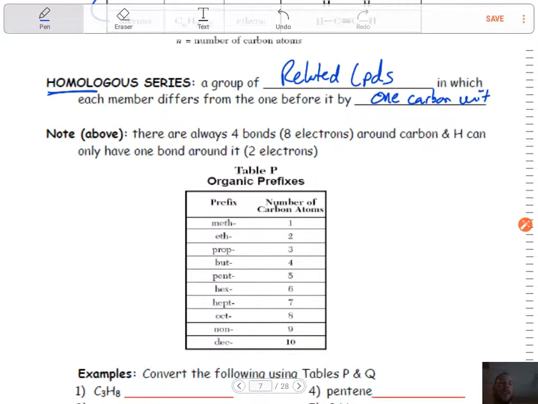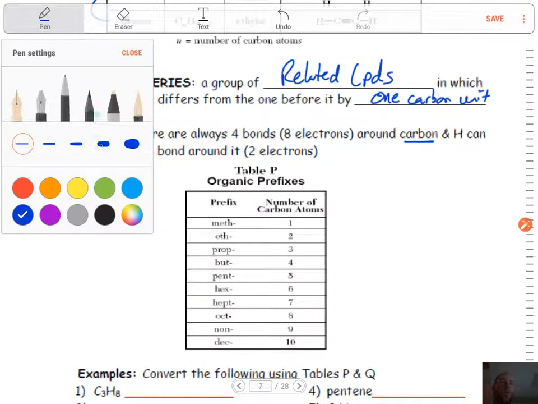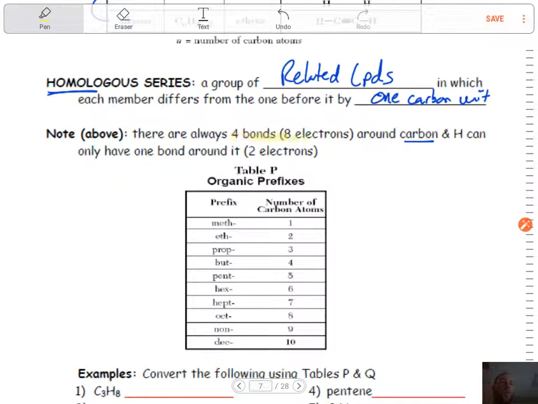There are always 4 bonds, guys, around carbon, and H can have 1 bond. Highlight that. Make sure you remember that. Carbons will have 4 bonds. Hydrogens will only have 2. So they'll only have 2 electrons. So 1 bond, 2 electrons.